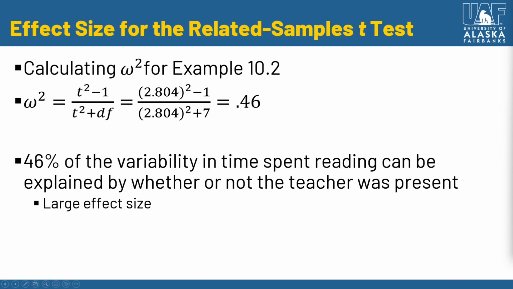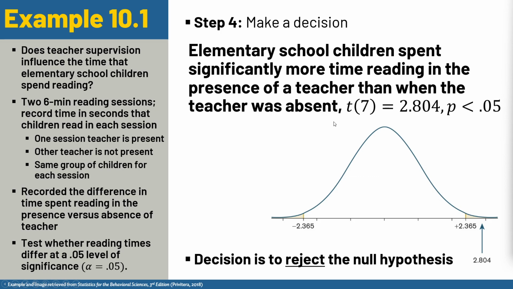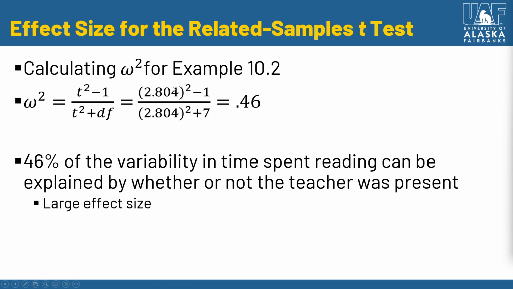Which one was that? Okay, I apologize, it's probably kind of jarring. This is not from 10.2. This is actually example 10.1, the previous one about elementary school children and reading. From this slide, this was our t-value there, so that's where that is coming from. We plug that in, and we can see that 46% of the variability in time spent reading could be explained by whether or not the teacher was present. So it seems like that actually does make a difference in this example.